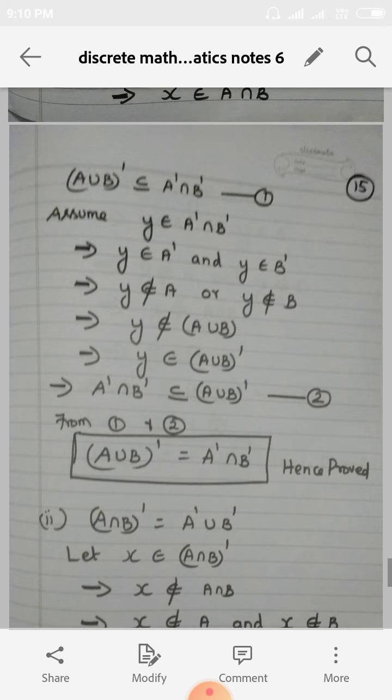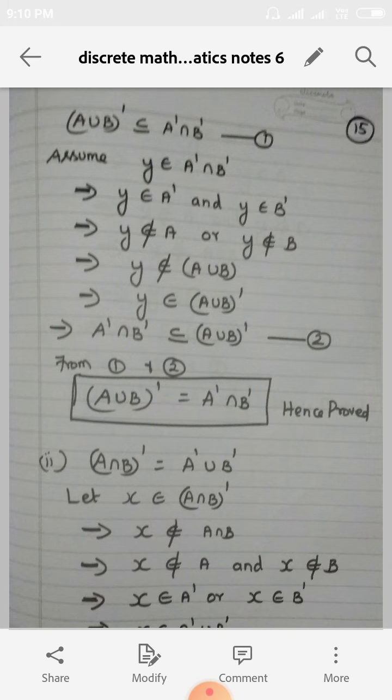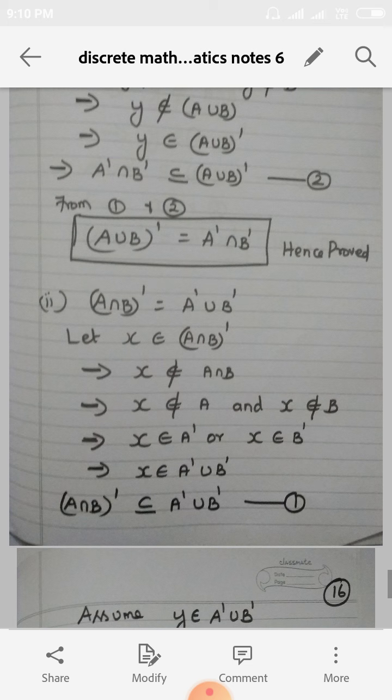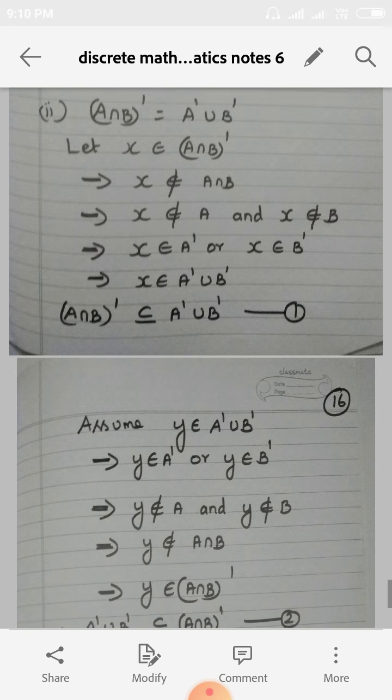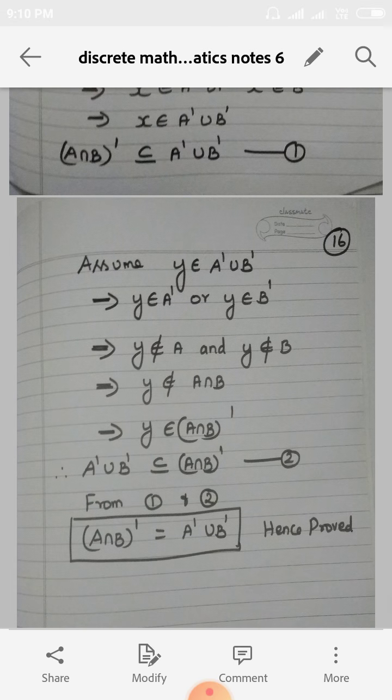So this is De Morgan's law for the union. Similarly, the same procedure should be followed for the intersection case. De Morgan's law for the intersection: (A intersection B) dash is equal to A dash union B dash. Okay, the same procedure, just go through the theorem.